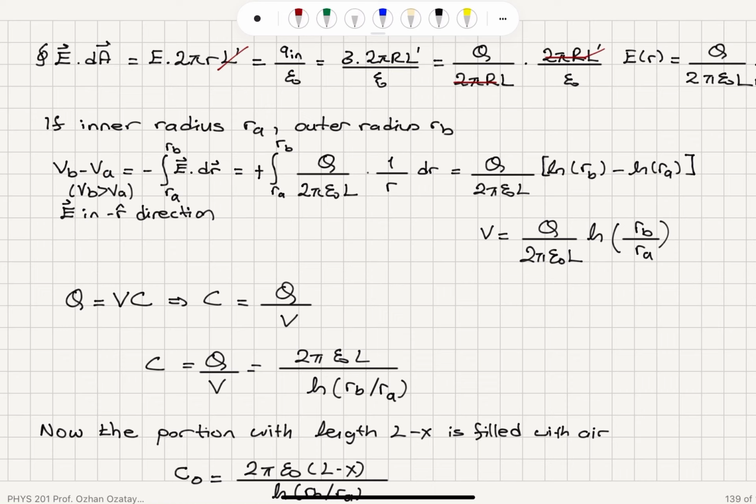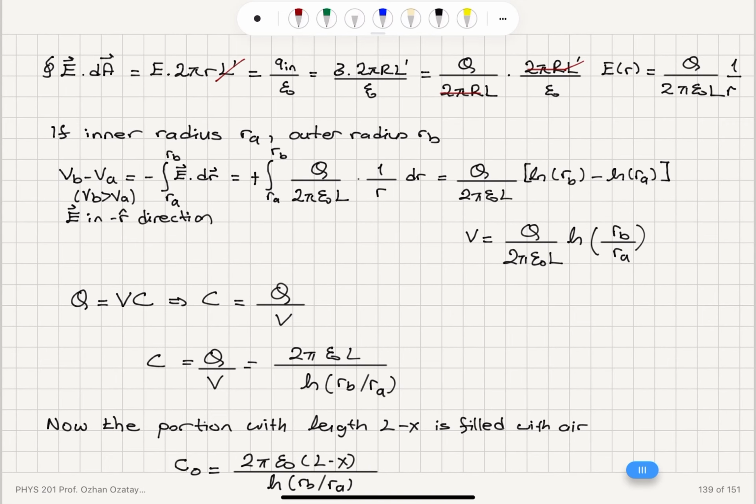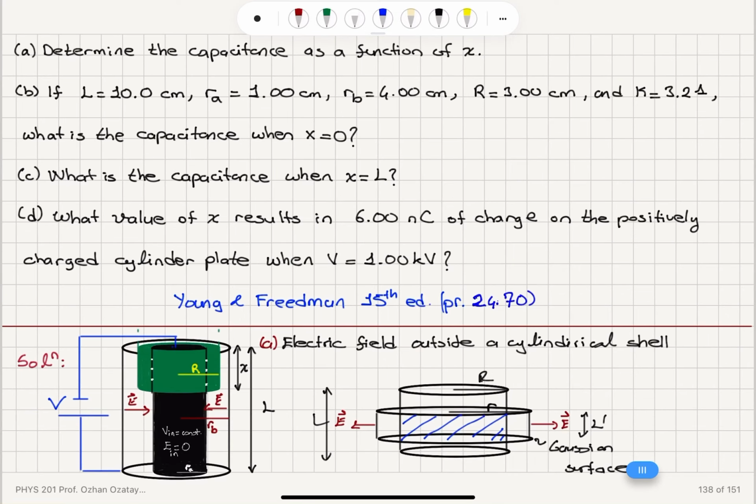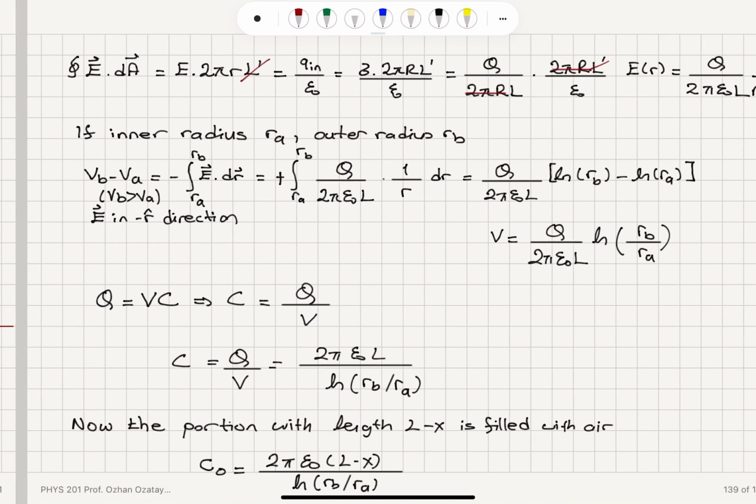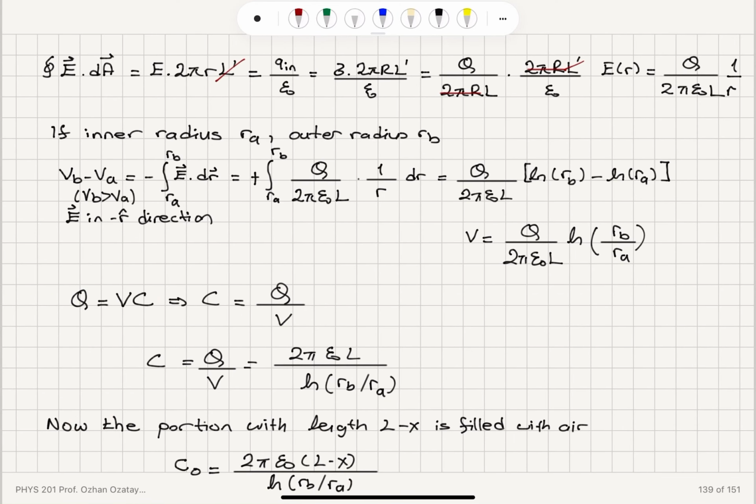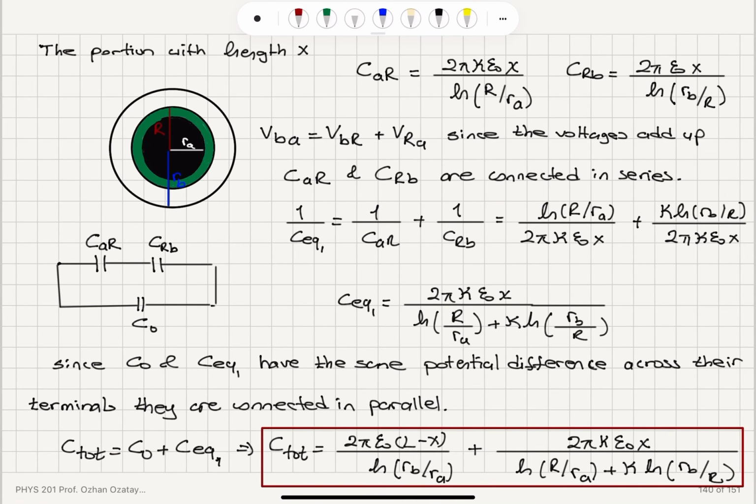The charge Q is equal to voltage times the capacitance, so C is Q over V, 2 pi epsilon 0 L over natural logarithm RB over RA. The portion with length L minus X is filled with air, so this part is filled with air, so it is 2 pi epsilon 0 L minus X over natural logarithm RB over RA. And the portion with length X is filled with dielectric to some extent to a radial distance capital R, and after that it's filled with air.